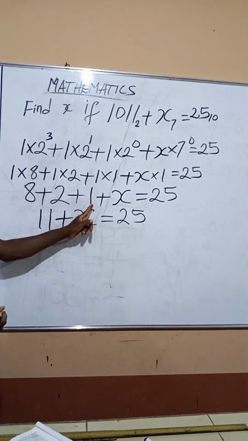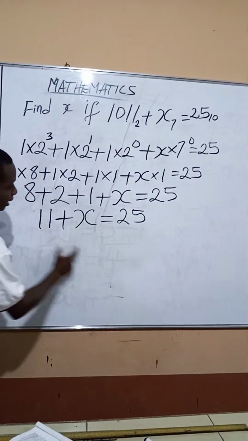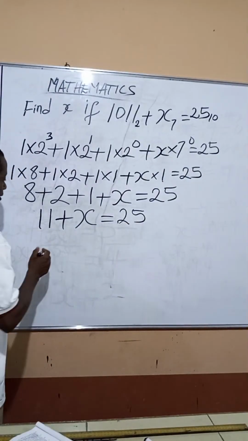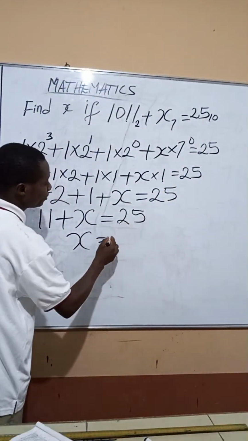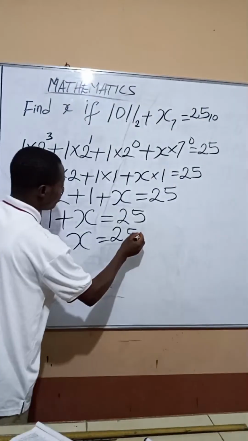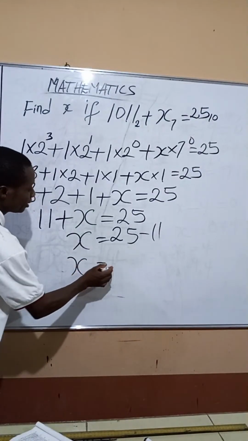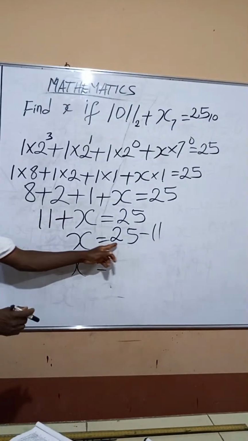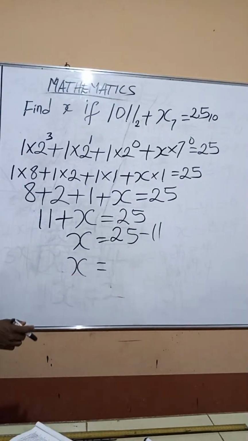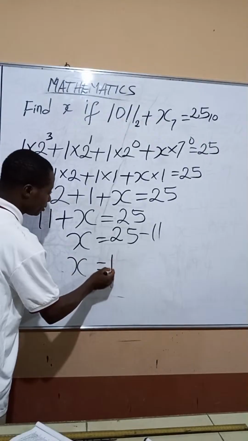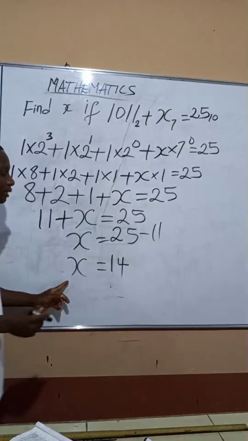Okay, when you add up everything here, it's 11, then this is 25. Then we can simply shift or take 11 to the other side. If we do that, we are going to have our x left here at the left hand side. Then at the right hand side, we have 25 minus 11. Then x is simply going to be 25 minus 11. Just reduce each of them by 1. This is 2, becomes 1. This is 5, becomes 4. So that is 14. Okay, that's 14. So x is 14.